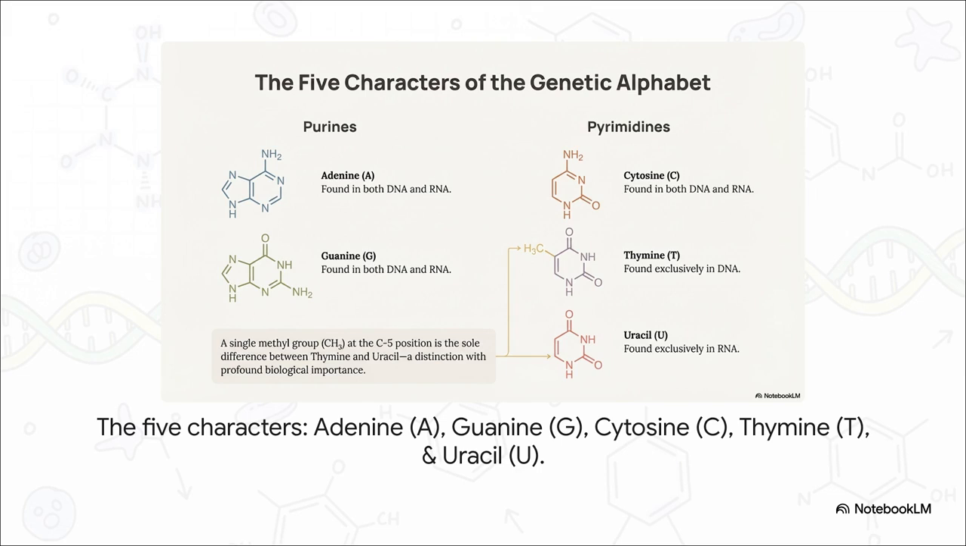Okay, so let's put some names to those shapes. Our two purines are adenine and guanine, A and G. And our three pyrimidines are cytosine, thymine, and uracil, C, T, and U. Now, what's really interesting is that DNA and RNA use a slightly different alphabet. DNA uses thymine, but RNA swaps it out for uracil. And just look how similar they are. The only difference is that tiny little methyl group on thymine. A tiny change with a massive purpose that we're about to explore.